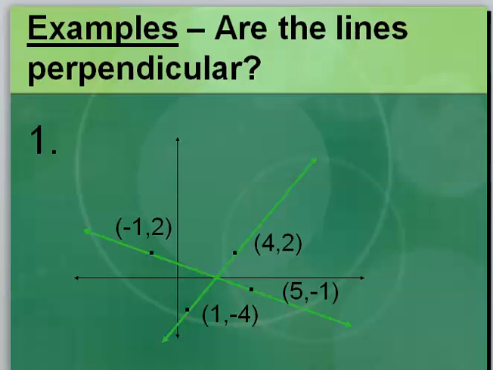You may be asked to see if lines are perpendicular based on a graph. You can either count the spaces on the graph to find the slope of each line, or you can use your formula for slope. I'm going to start by finding the slope of the blue line. If I were to count, remember we do rise over run. So I'm going to start at 1, negative 4 and count to the point 4, 2. So to rise, we're going from negative 4 to 2. So I'll go 1, 2, 3, 4, 5, 6. So we're rising 6.